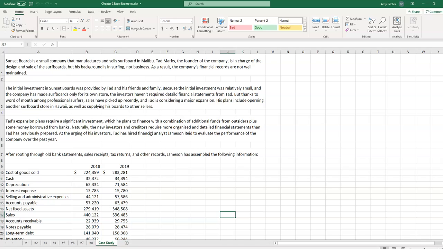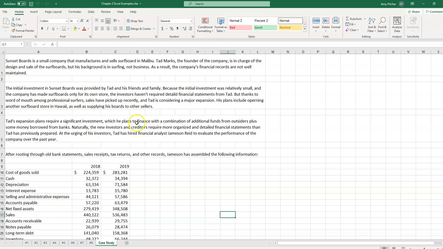He doesn't really maintain the company's records that well. He started the business with his own money and some investment from his family. It started as a small business, and now he wants to grow. He's considering a major expansion, and he needs to create the financial statements needed in order to go to the bank and ask for a loan.